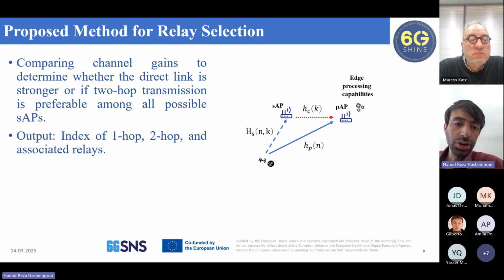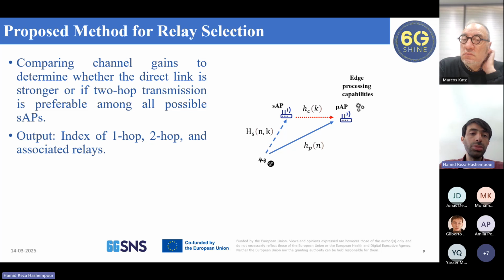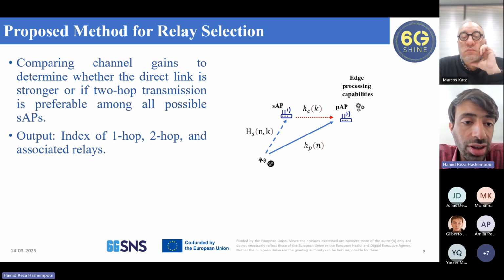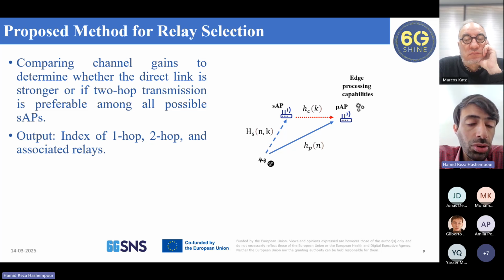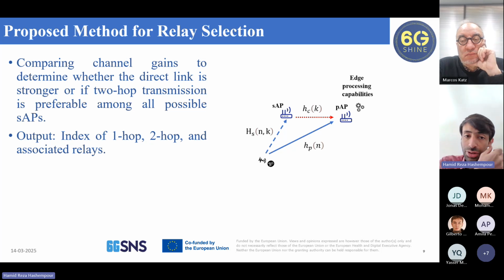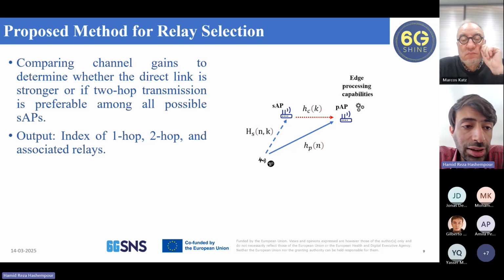One aspect of our algorithm, the first one, is an algorithm for relay selection. For simplicity, I just described it here and skipped the mathematical details. For each device, we compare all available links to the primary access point, I mean the direct link and all available secondary access point links, and select the link with the strongest channel gain. The output of the algorithm is the index of 1 hop, 2 hop, and associated relays.